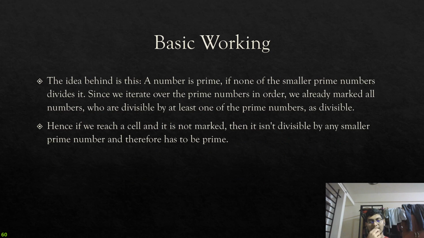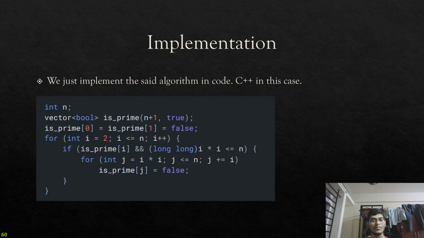The idea behind this is that a number is prime if none of the smaller prime numbers divide it. Since we iterate over the prime numbers in order, we already marked all numbers which are divisible by at least one of the prime numbers as divisible. Hence, if we reach a cell and it is not marked, then it isn't divisible by any smaller prime number and therefore has to be prime.